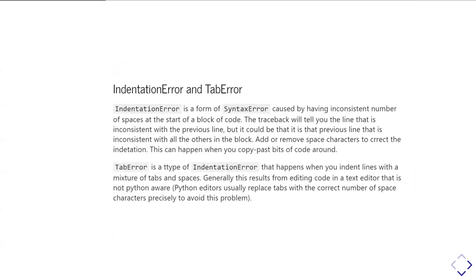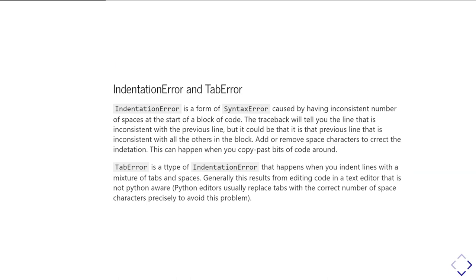The other type of error you can get quite easily that will stop your code from running is an indentation error. And occasionally you might see its more specialized version, which is tab error. An indentation error is itself a form of syntax error, a more specialized version of it. It's caused by having an inconsistent number of spaces at the start of a block of code. If a block of code is all supposed to be together, then it must have the same number of spaces at the start of each line. If you suddenly change the number of spaces for no good reason, then you get an indentation error.